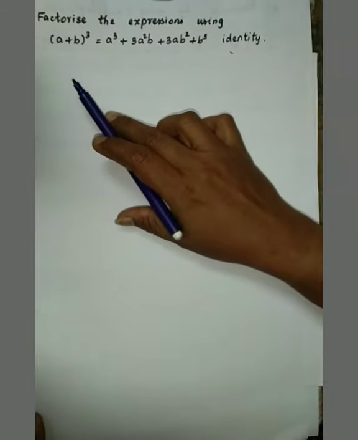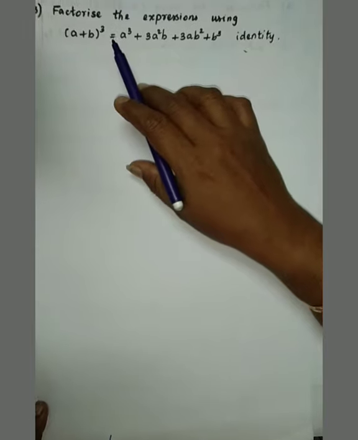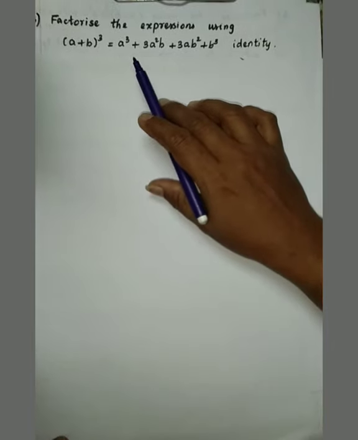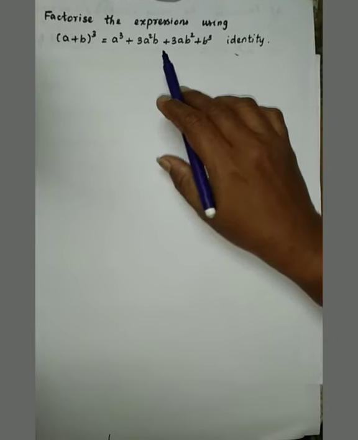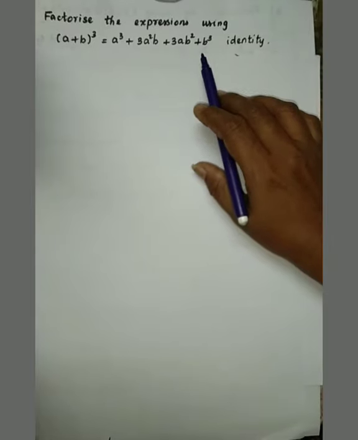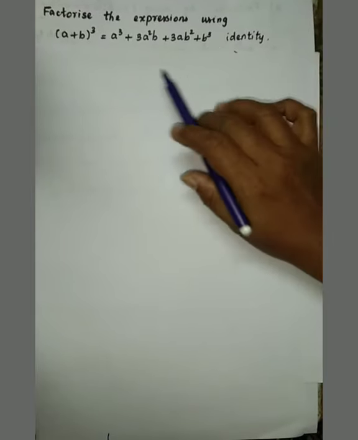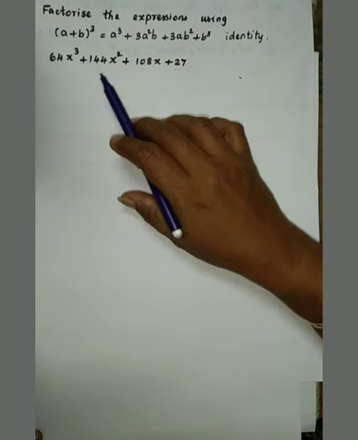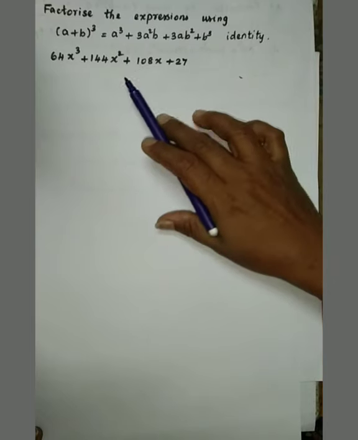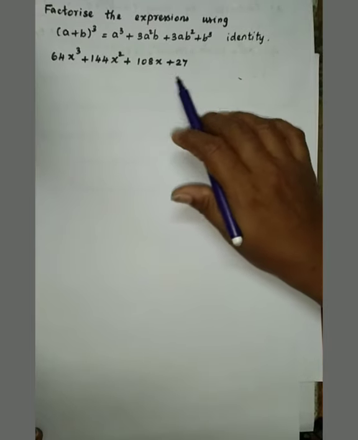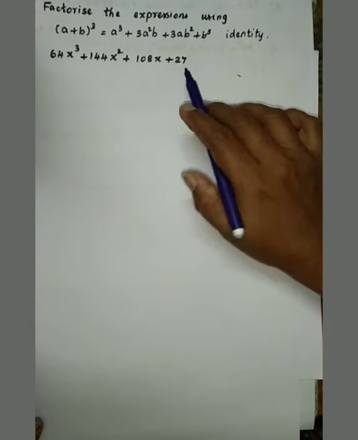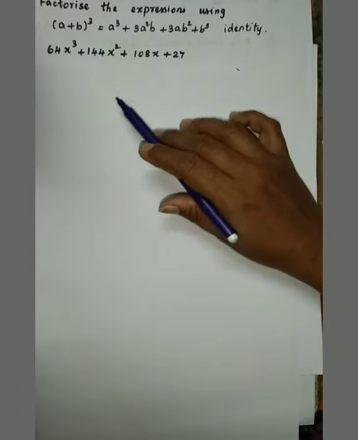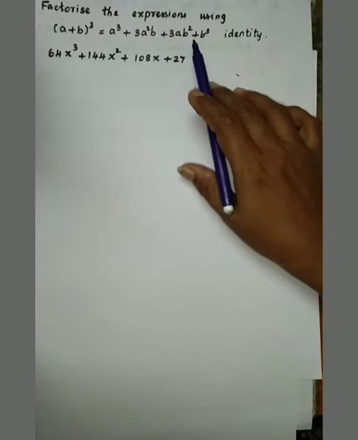Third problem, factorize the expressions using (a + b) the whole cube equal to a cube plus 3a square b plus 3ab square plus b cube identity. It is a cubic identity, isn't it? So here the first subdivision is 64x cube plus 144x square plus 108x plus 27. So we are going to factorize this problem by using this cubic identity.